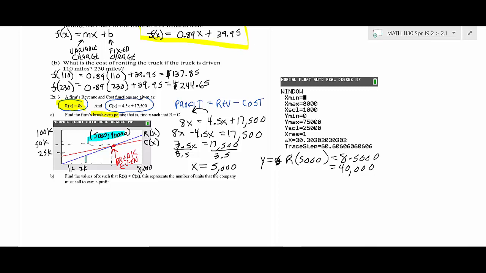Now the next thing is, you don't really have to do anything on this problem. It just says find the values of x such that the revenue is larger than the cost. Well, you can look at your graph and figure that out. What happens is once you get past that break-even point, the revenue function is this part right here that I'm highlighting. So once you're past 5,000, the revenue is bigger than the cost, right? Does that make sense?